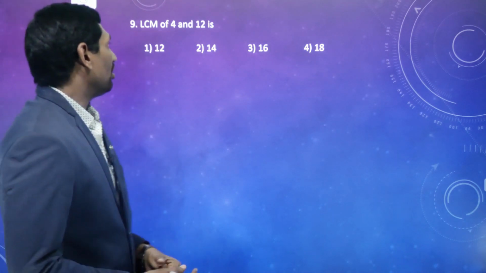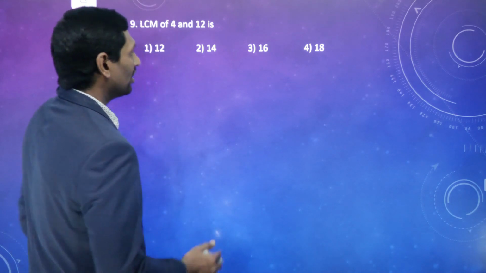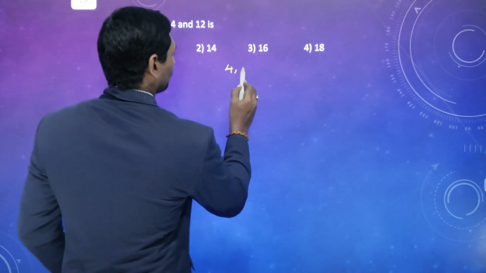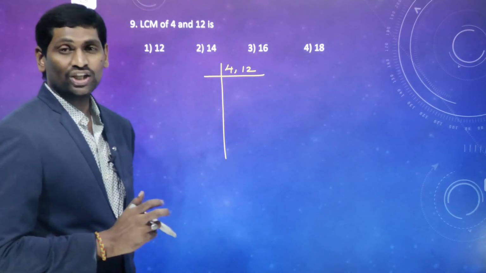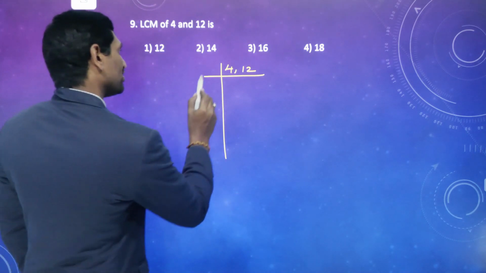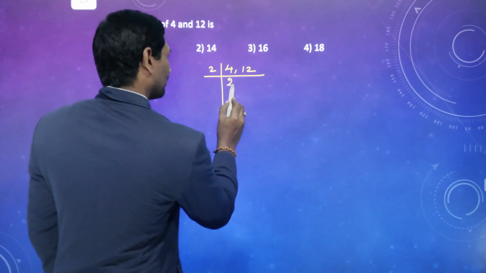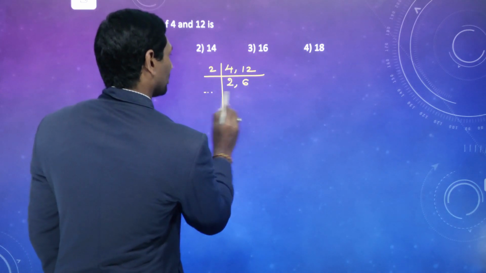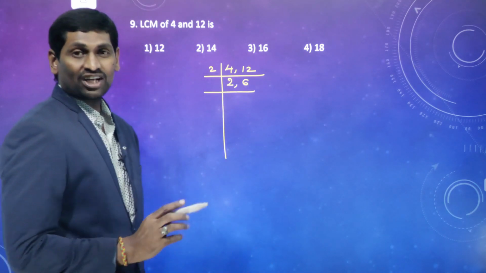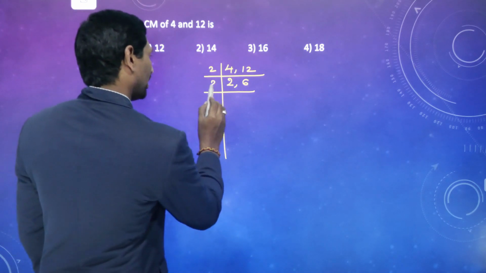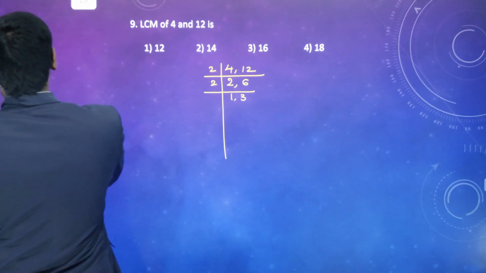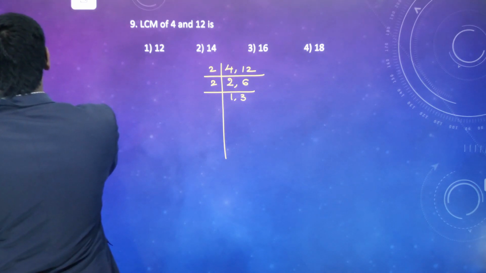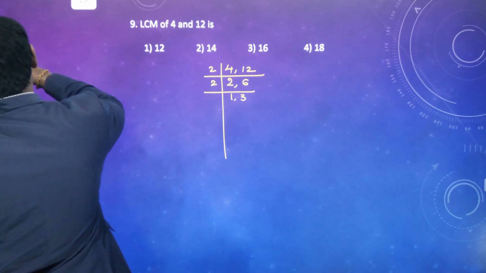LCM of 4 and 12. Now I am using the common division method. 4 and 12 together I am taking. Any common table between 4 and 12? Yes, 2 table will come. 2 2s are 4 and 2 6s are 12. Again 2 and 6 have a common table, which is nothing but 2. 2 table, 2 1s are 2, 2 3s are 6, and there is no common factor between 1 and 3.